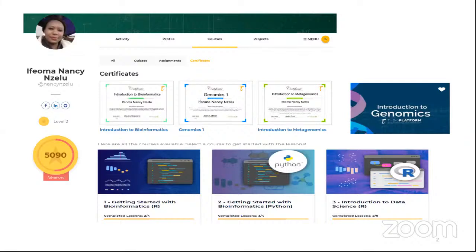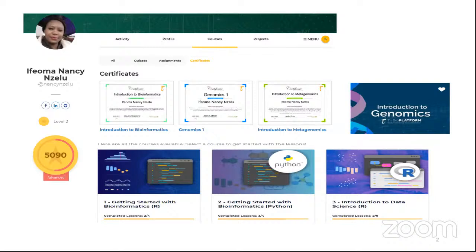So far, I've been able to do some of the courses. This is my progress level for now. Though I have lots of work, I try to create time to do this. I've done Introduction to Bioinformatics, Introduction to Genomics, Metagenomics, and very interestingly, what I love so much is the coding section. I've been trying to learn how to program using R and Python.